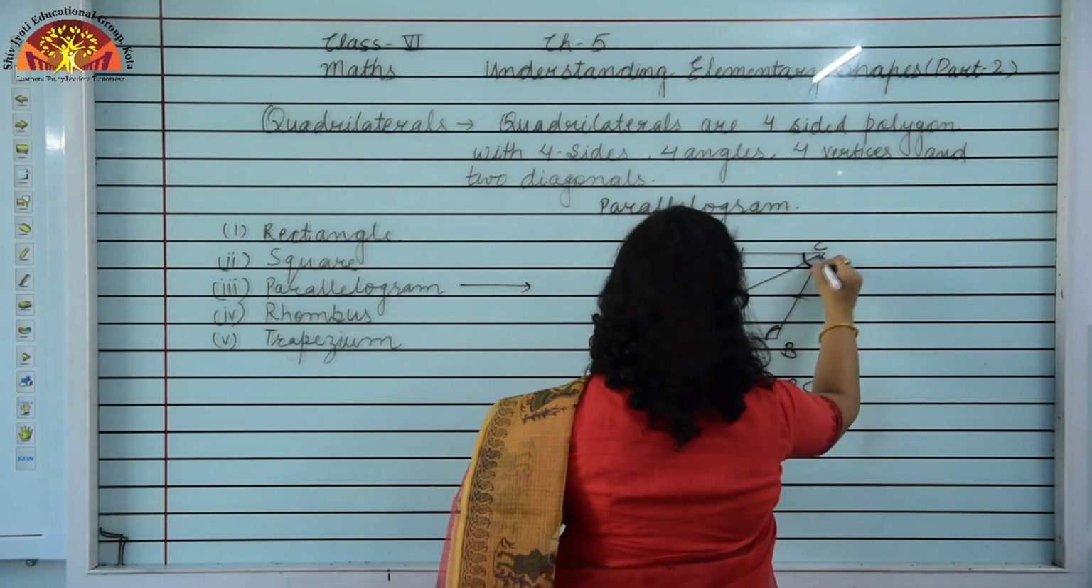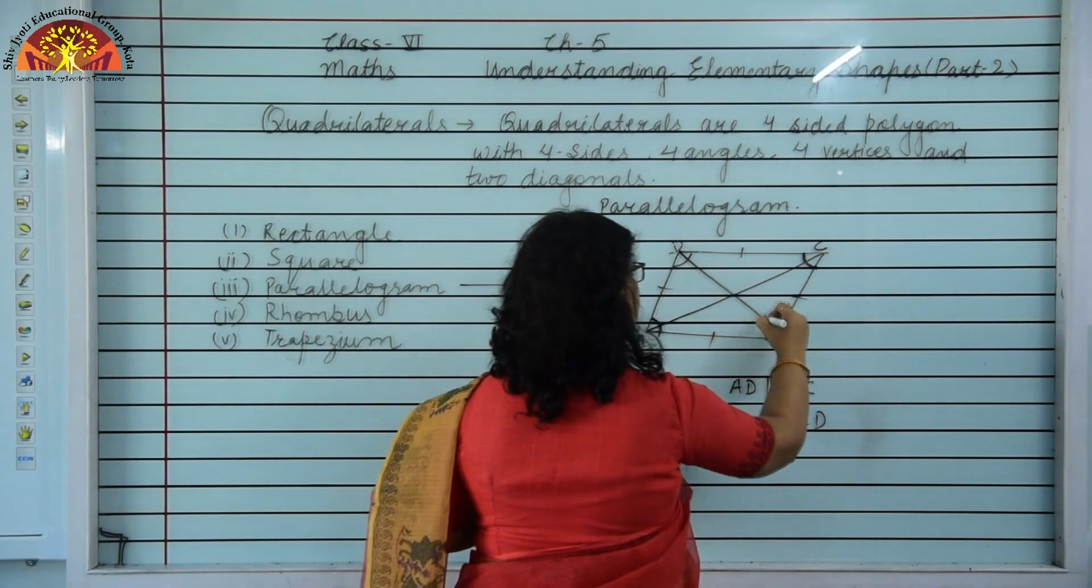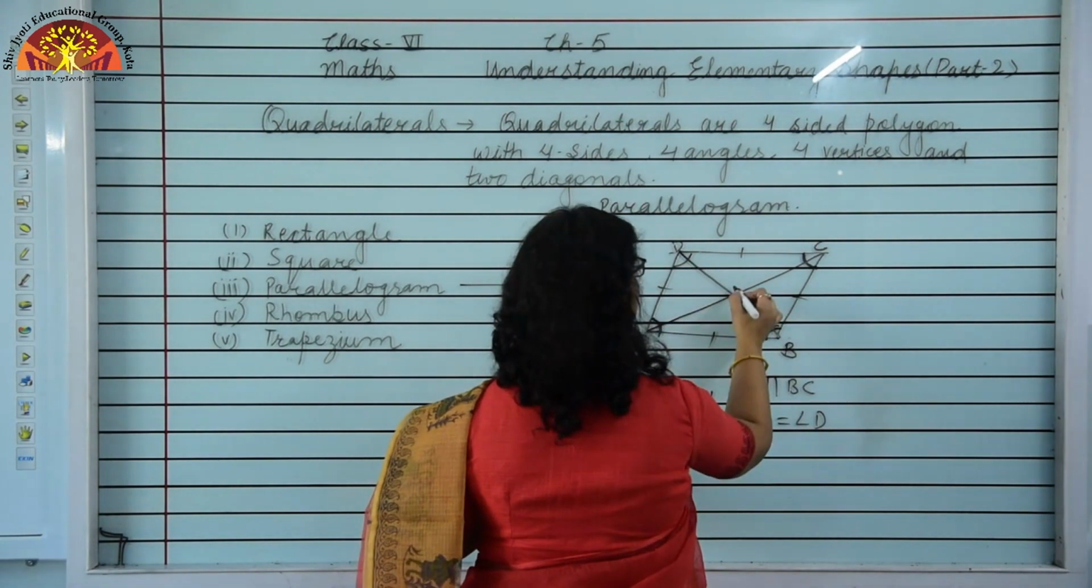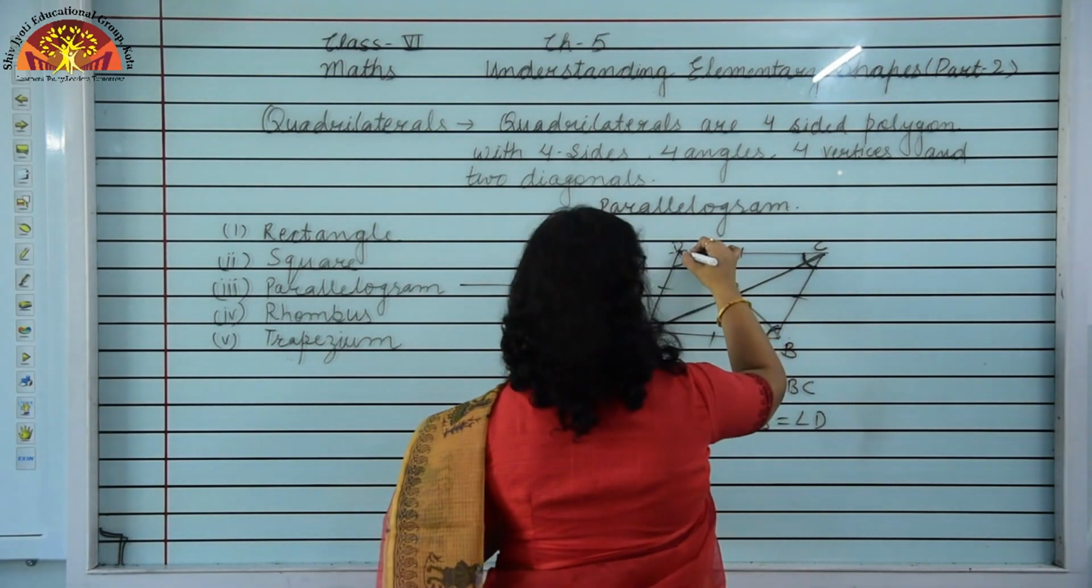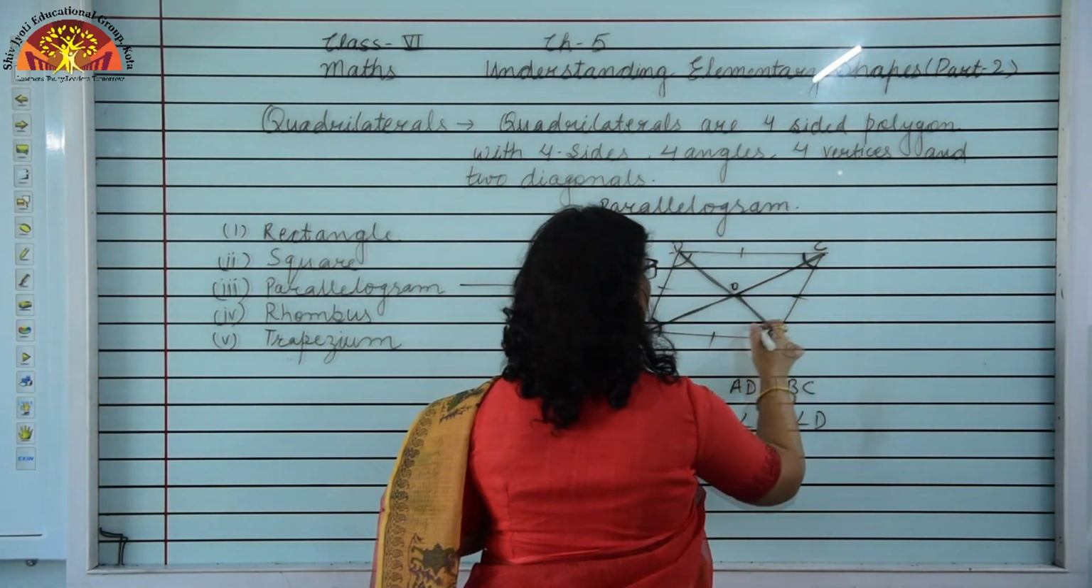Bisect का meaning समझ में आ रहा है आपको कि bisect means ये two equal halves में divide करेंगे. OA is equals to OC and OD is equals to OB.